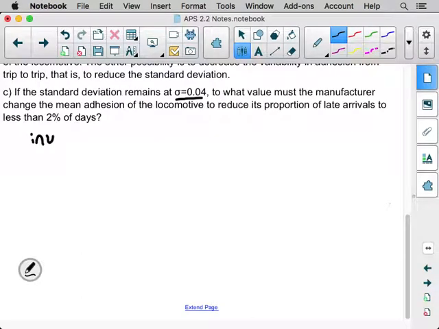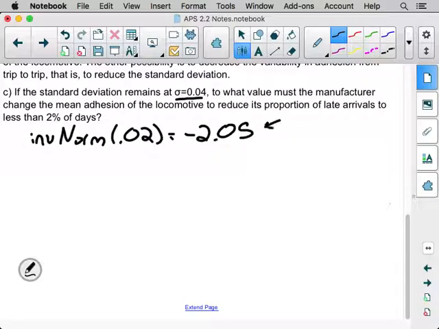So we inverse normed 0.02, which gave us a z-score of negative 2.05. And again, just to help you keep track of your work, to make sure you understand where in this process you are, I do encourage you to write down that you did just find a z-score. Okay? Now, again, how do we go from a z-score to an observation? Plug it in. There's a formula for that, right?